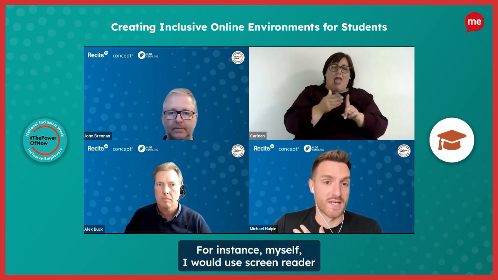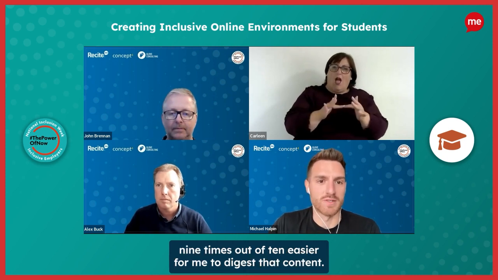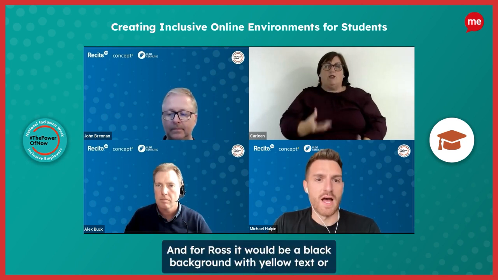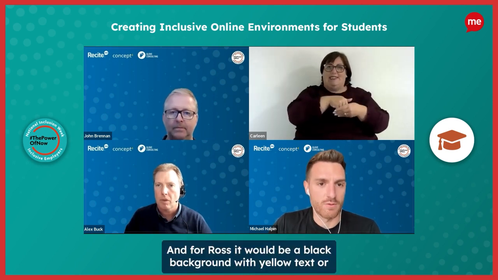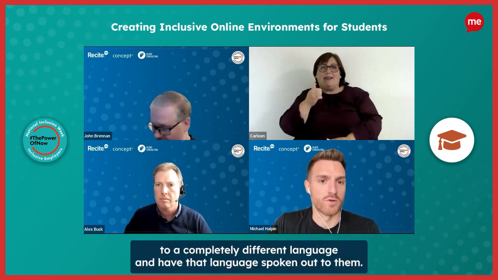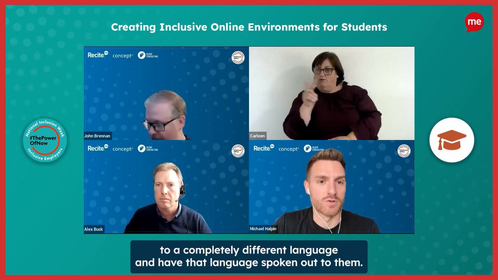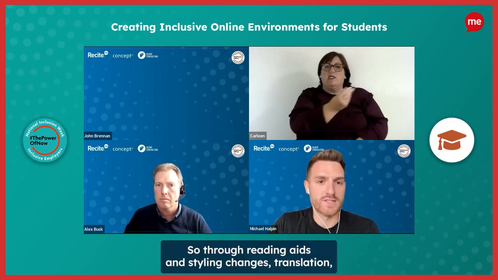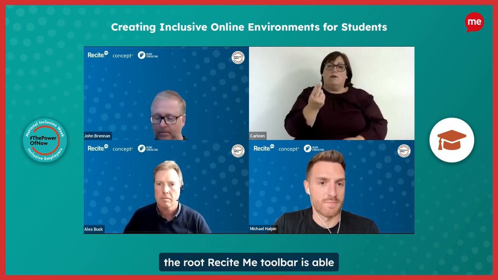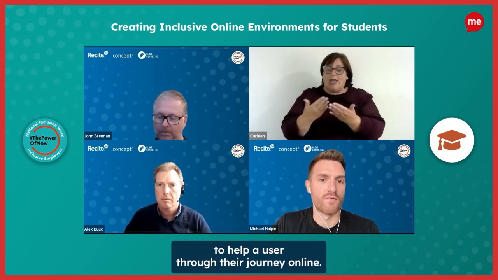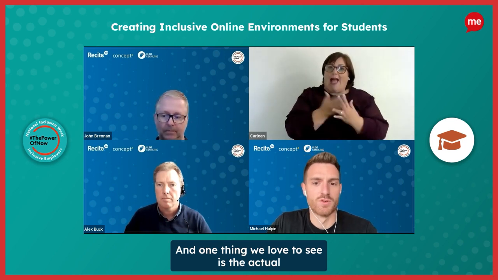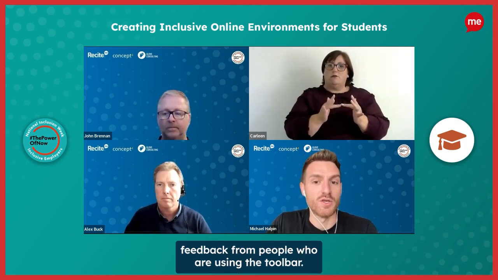For instance, myself, I would use Screen Reader 9 times out of 10. Easier for me to digest that content. For Ross, it would be a black background with yellow text, or like we're mentioning in the facts and figures, someone might want to change it to a completely different language and have that language spoken out to them. So through reading aids, styling changes, translation, the Recite Me toolbar is able to help a user through their journey online. And one thing we love to see is the actual feedback from people using the toolbar.